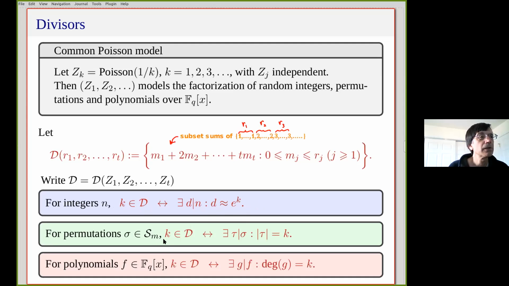For permutations and polynomials, the correspondence is exact. For a permutation, whether or not k lies in the set D corresponds exactly to the existence of a divisor of size k. Remember, a divisor tau is a product of some of the cycles. For polynomials, whether k lies in D corresponds to whether there is some factor of f with degree k, irreducible or not irreducible. So if you want to study these types of problems, studying the behavior of this random set D is the right starting point. If you can understand this problem, you can usually understand the corresponding problems over integers, permutations, and polynomials.